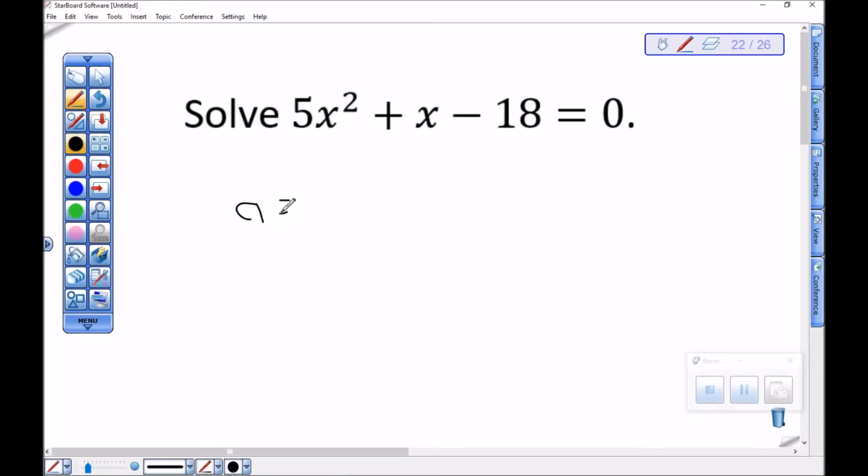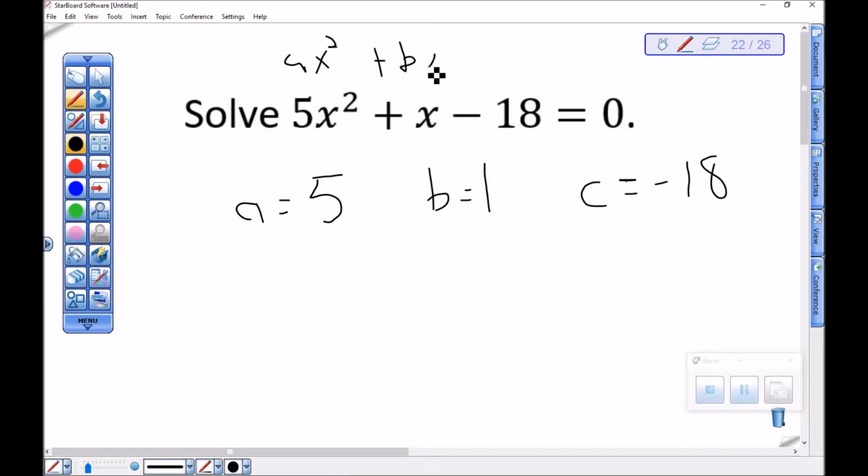So the value of a is 5, because 5 is the value on the x squared, it's the coefficient. The value of b is 1, because I have 1x. And the value of c is negative 18, because remember this is ax squared plus bx plus c. So I'd need to add negative 18 at the c spot. So that's the value of c.